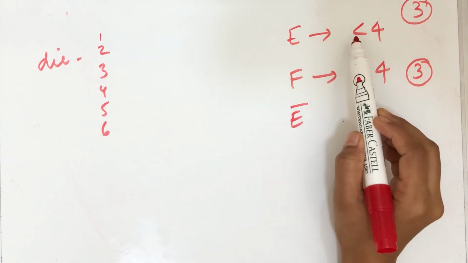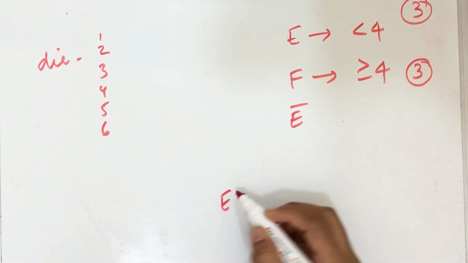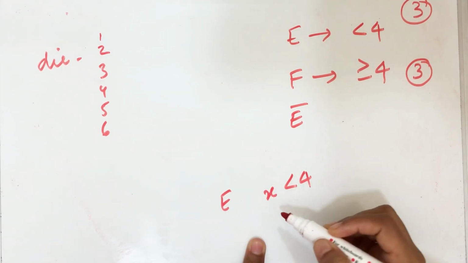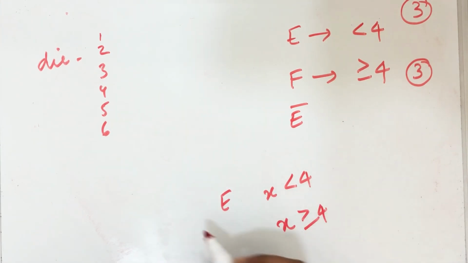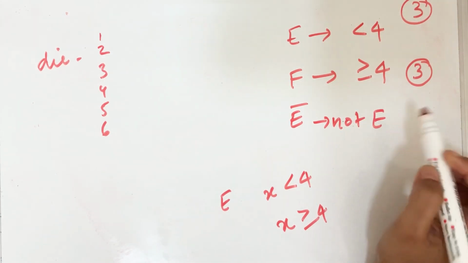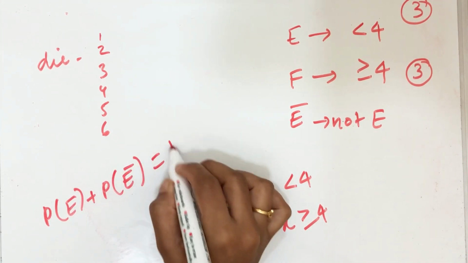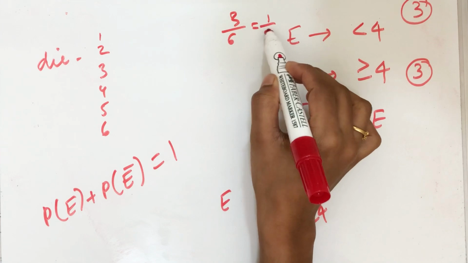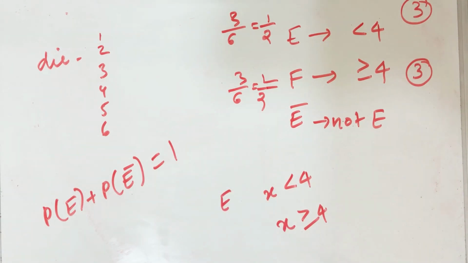See, here E is the event of getting a number less than 4. And E complement means, if E is the event that X is less than 4, then E complement is X not strictly less than 4. That means X is greater than or equal to 4. That is, this is E complement or not E. So one more thing we can say, probability of E plus probability of E complement is equal to 1. Here the probability is 3 by 6, that is 1 by 2. And here also the probability is 3 by 6, 1 by 2. Here the sum is 1.